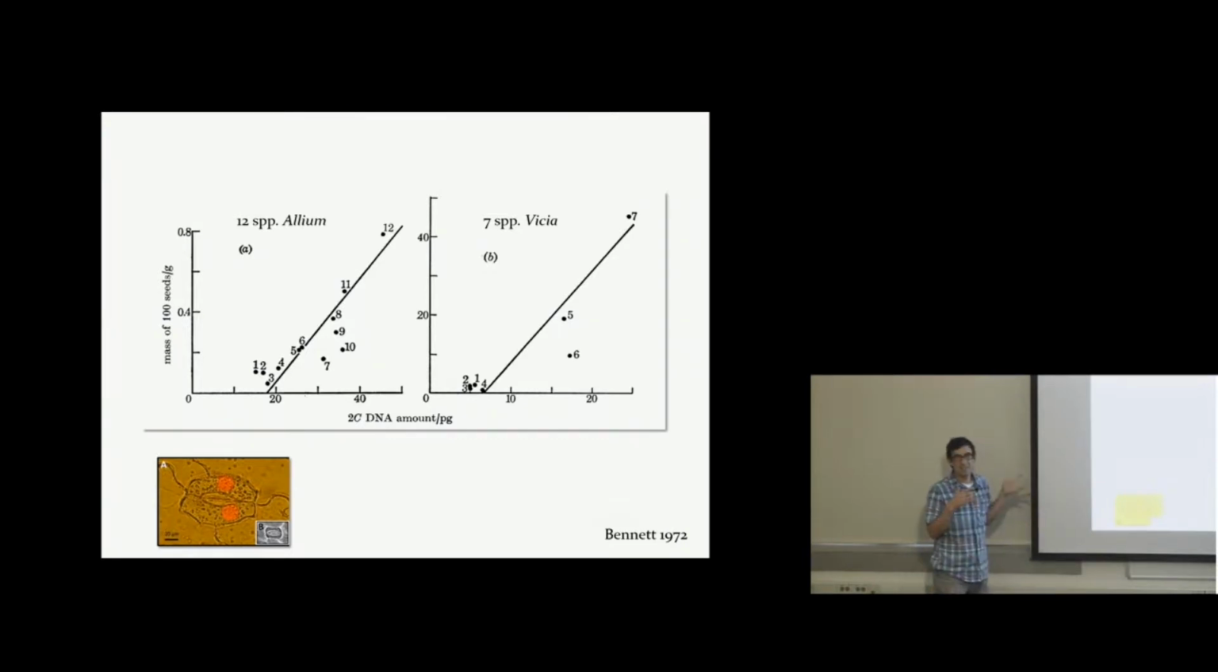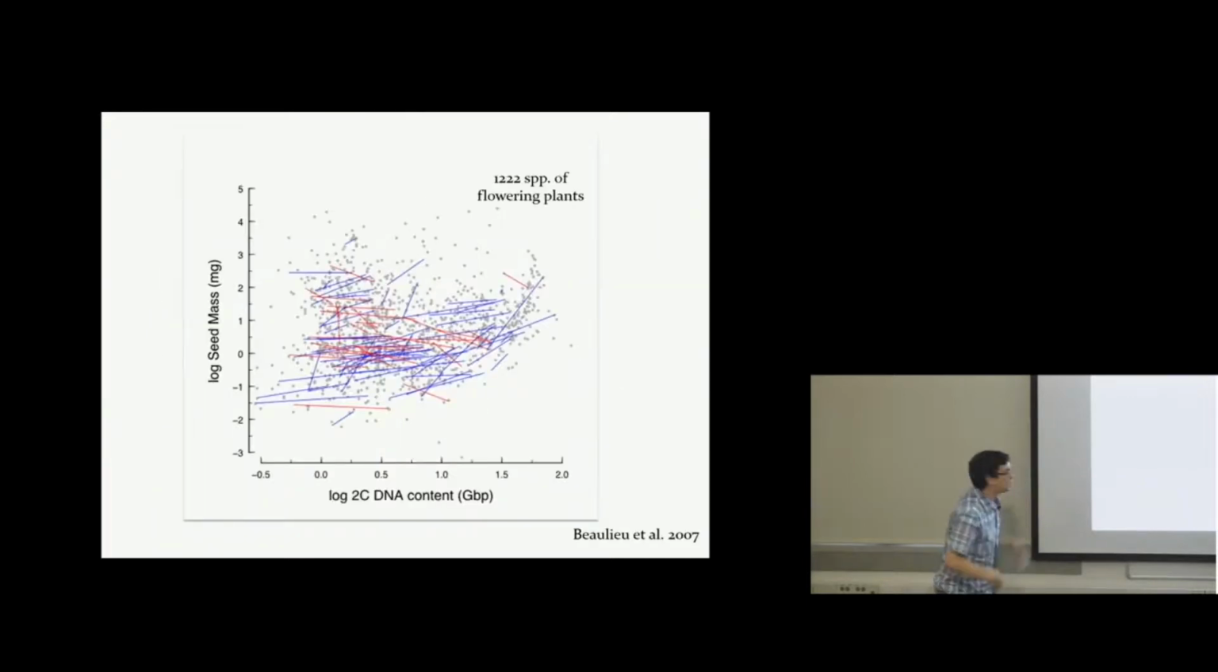But in some ways, this is an anecdote, right? This is like Uncle Joe smokes, and he didn't die from cancer, right? But if we look at a much broader assemblage of species, we see that the relationship is much more complicated. Here's the same DNA content and seed mass relationship, and we see that there are some parts of this distribution where we see the positive relationship that we saw in the much smaller study. We also have relationships where it's actually negative.